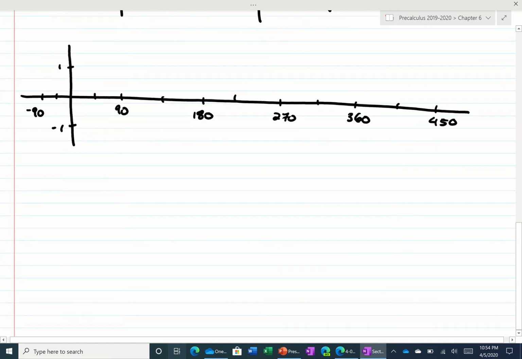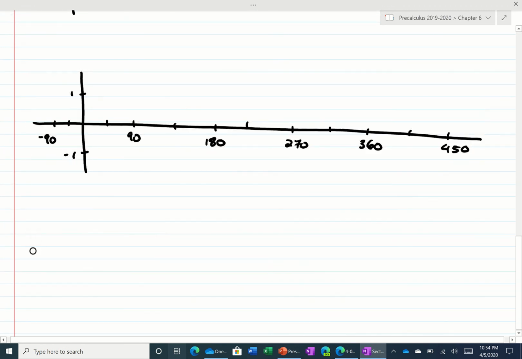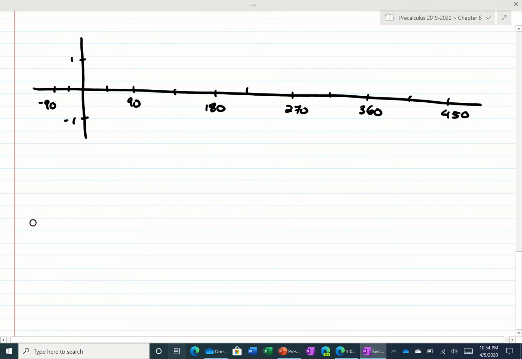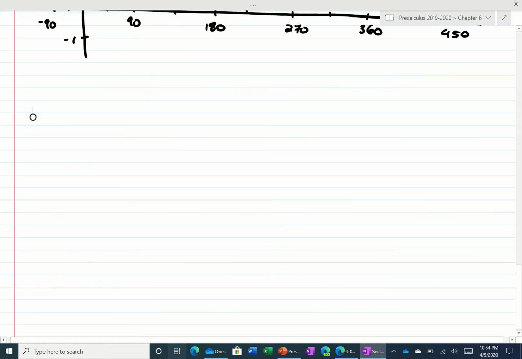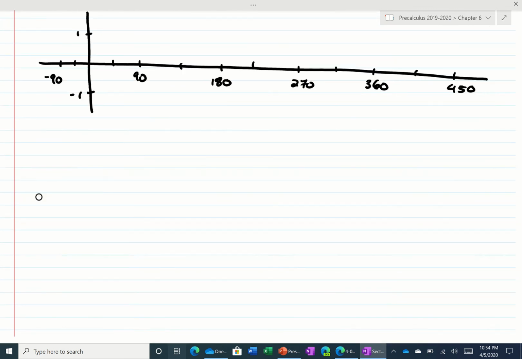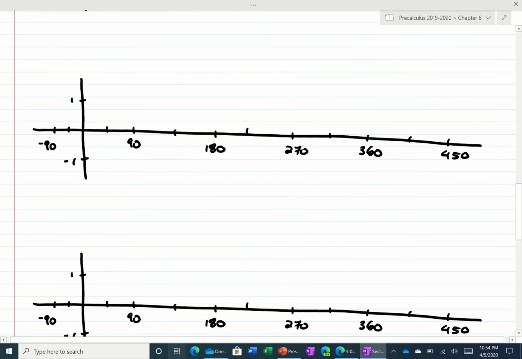What I'm going to do is I'm just going to copy and paste this 6 times to make things a little bit easier for me. You guys could just use my sheet. 1, 2, 3, 4, 5, and 6. All right, so let's go ahead and graph these.